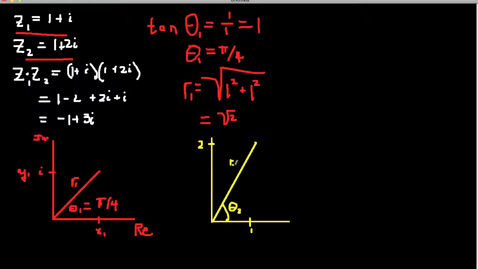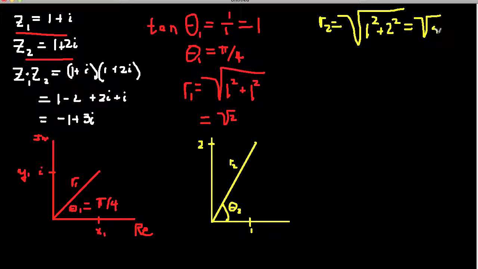This is R2. Well, similarly, we get that R2 is equal to the square root of 1 squared plus 2 squared. That's the square root of 5. And we need to find the angle theta 2, where the tangent of theta 2 is equal to the y distance, which is 2, divided by the x distance, which is 1. So the tangent of theta 2 is 2. Now we want to find the angle whose tangent is 2. There's a name for that function.